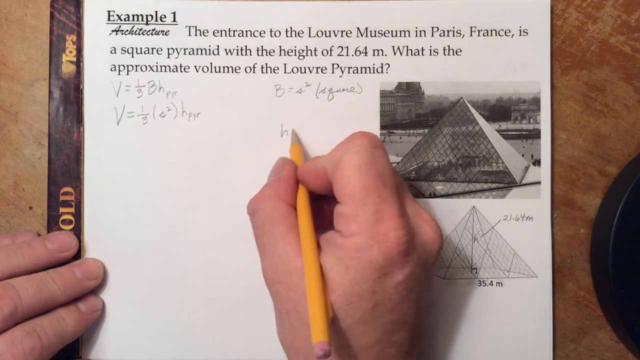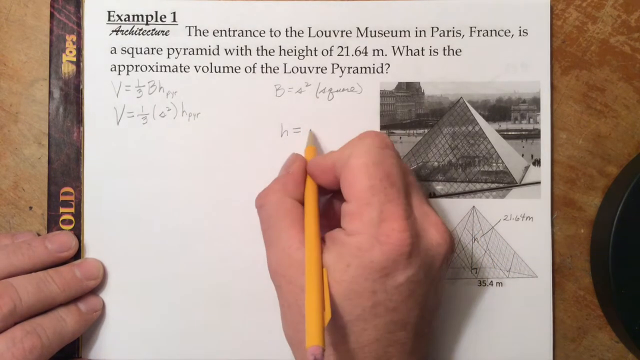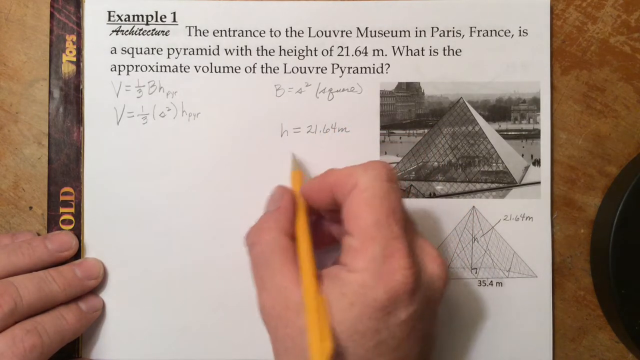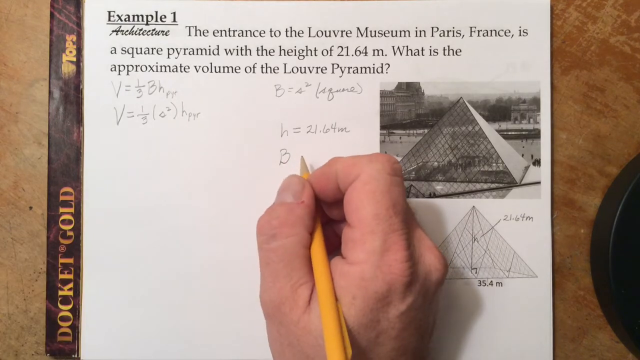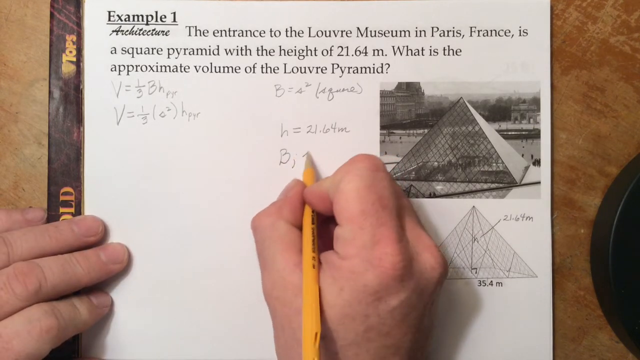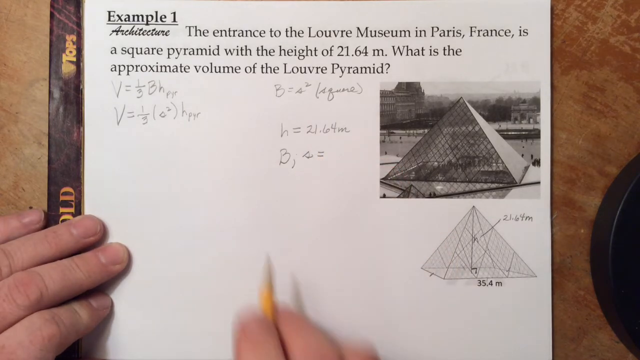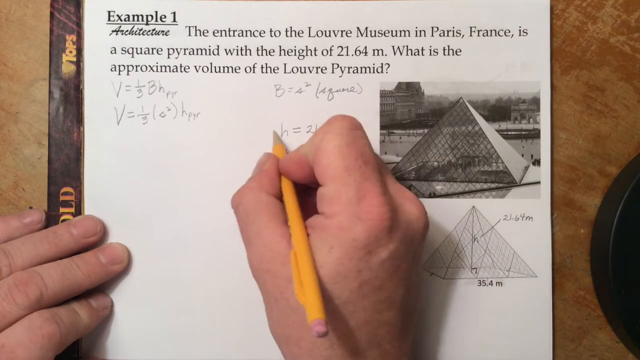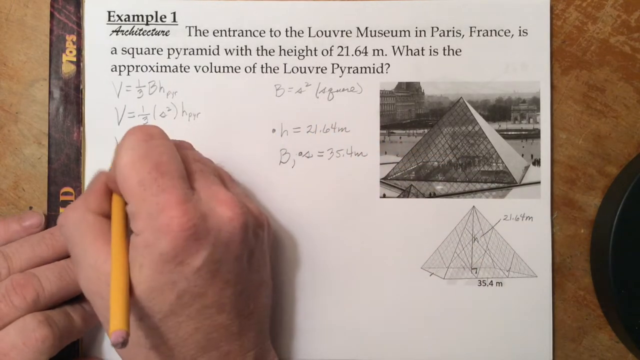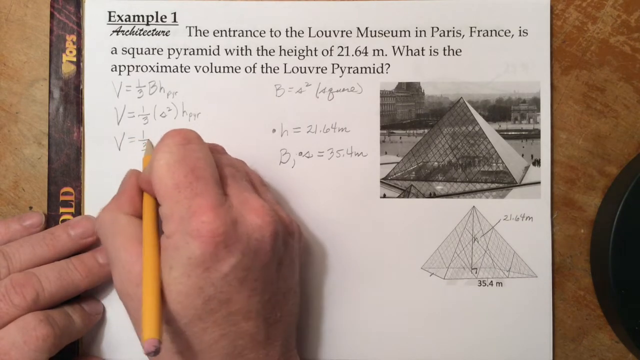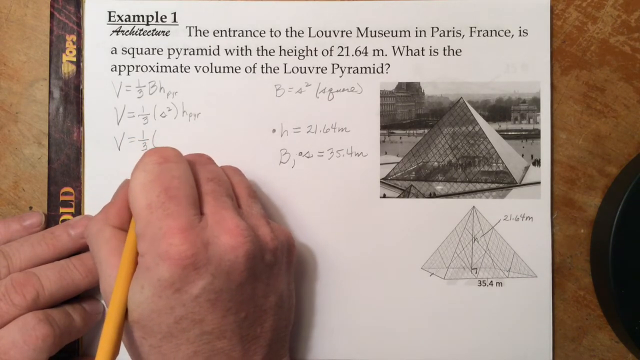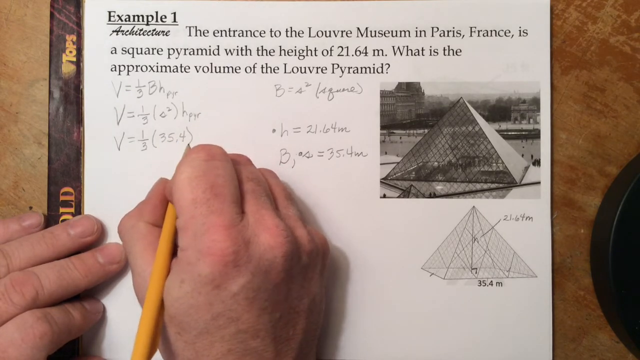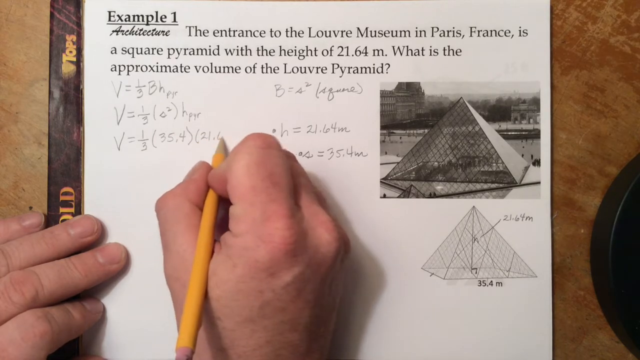And so the height of the pyramid, as we just got through saying, is 21.64 meters. And big B is S squared, so S is what they gave us, 35.4 meters. So we have everything we need. We have V equals 1/3 times S, which is 35.4, squared, times the height of the pyramid, which is 21.64.